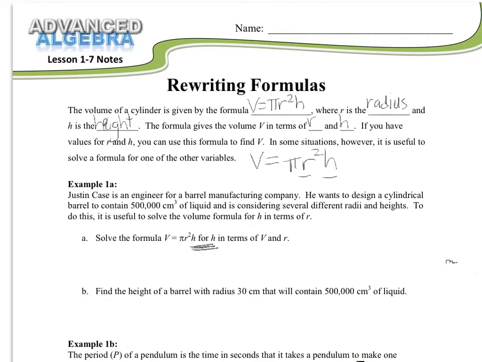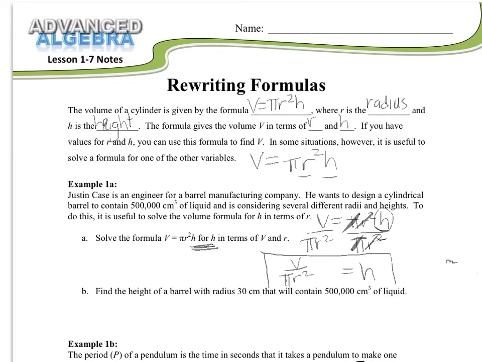For h, so that means h is going to be on one side of the equal sign in terms of V and r. So we have to rearrange V equals pi r squared h so we have h by itself. We're going to divide both sides by pi r squared. Pi is going to cancel out, the radius squared is going to cancel out, and we're left with h on one side of the equal sign. So h equals volume over pi r squared. We have just solved the formula for h, so h is by itself on one side of the equal sign.